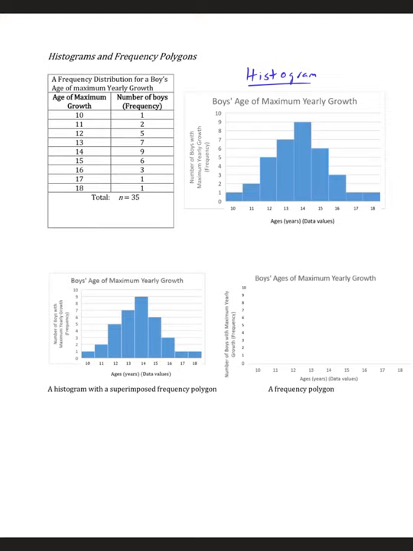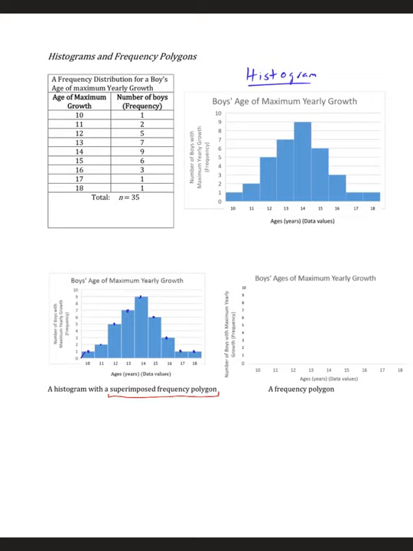So then what we can do is take the histogram and create what we're going to call a histogram with a superimposed frequency polygon. And we're going to draw this in here. Whenever you see the term superimposed frequency polygon, we're going to plot points at the top of each of these bars, like I'm doing here. And then we're going to connect all of the dots.